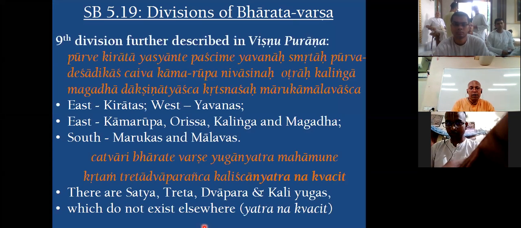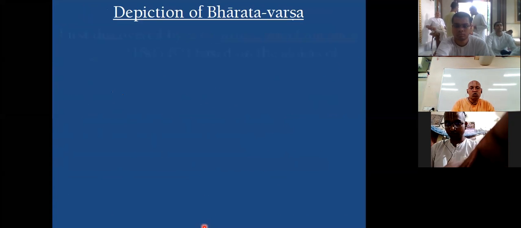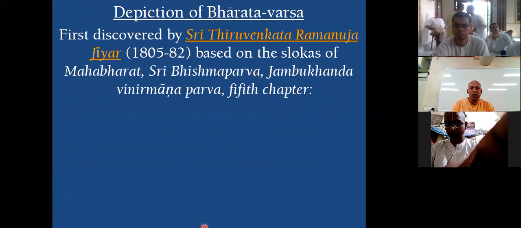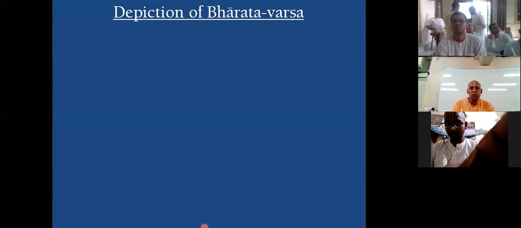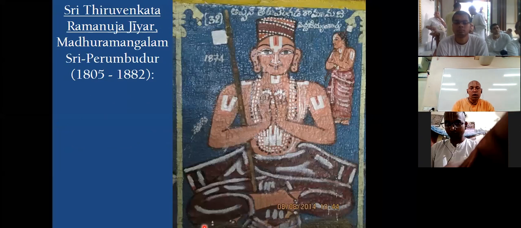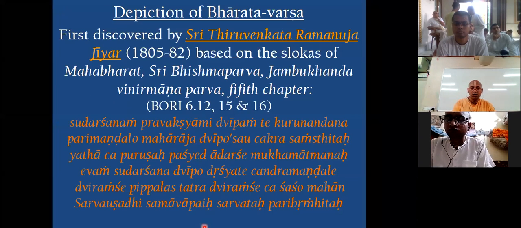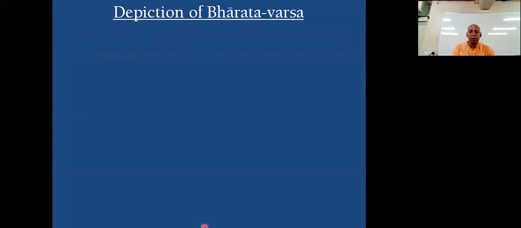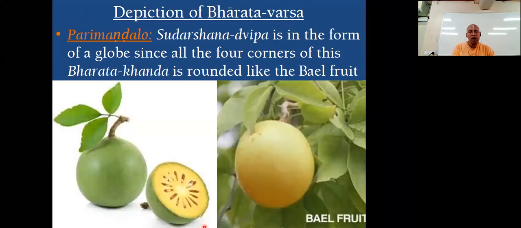Then, taking the help of Mahabharat, we have also discussed that Sri Tiruvenkata Ramanujayar, one of the Sri Vaishnava saints, while studying the Bhishma Parva of Mahabharat, came across 3 verses. Referring to the meaning of those verses, he drew the image of the entire Sudarshan Dvipa or Bharatkhanda, whatever we call it, in the shape of a bilva fruit, because the Sanskrit word Parimandala has multiple meanings. According to the context, we have to take the suitable meaning.